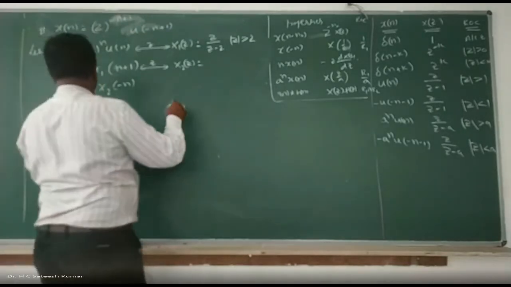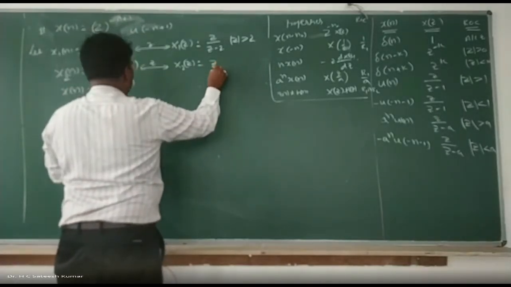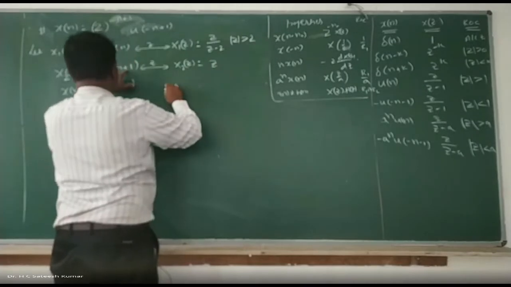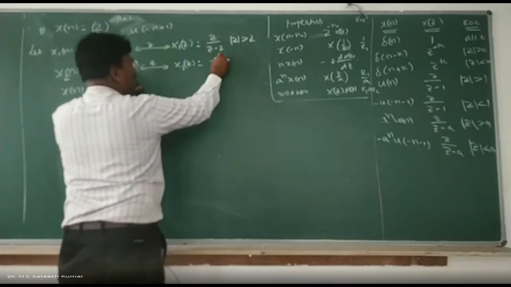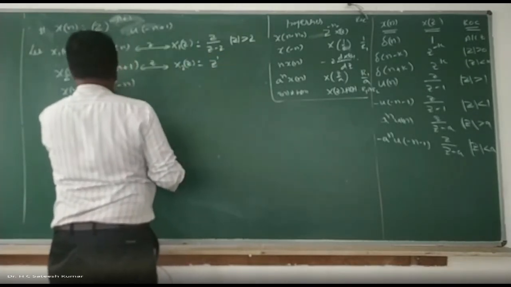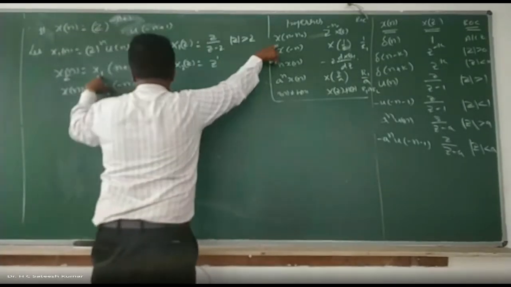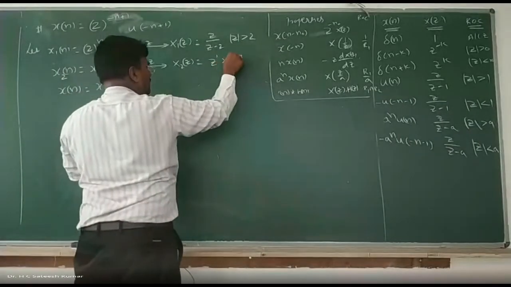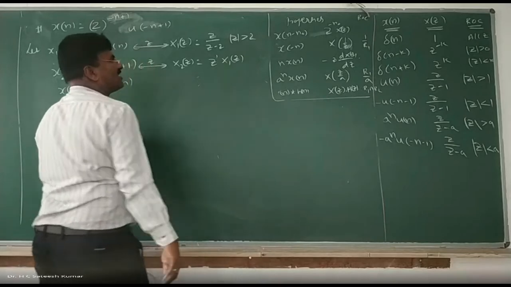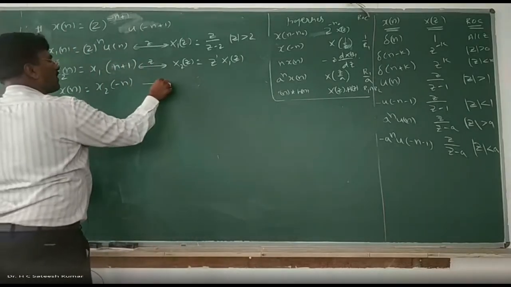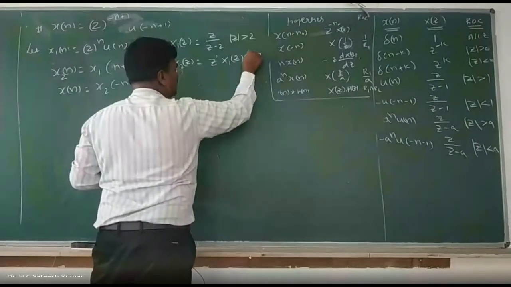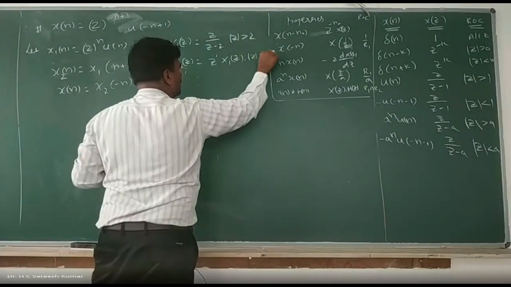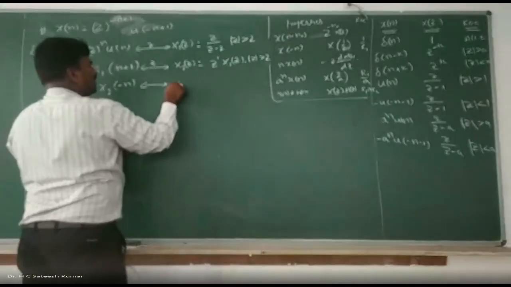Therefore, you can write it as z to the power of minus n naught. Here minus plus is there, so plus n naught, where n naught is 1, into x of z. If x1 is there, I will write x1 of z. The ROC remains the same, I will not change it. Mod z greater than 2 only I will write. Same thing you retain.